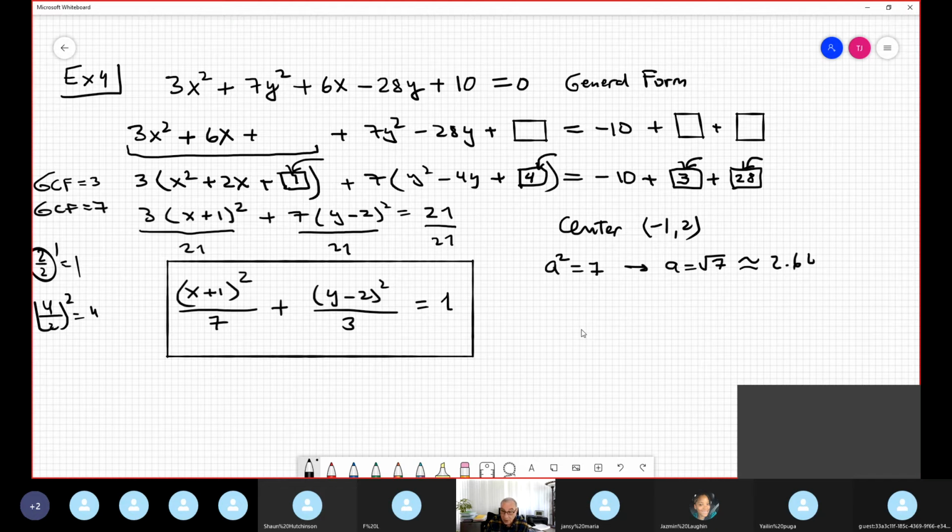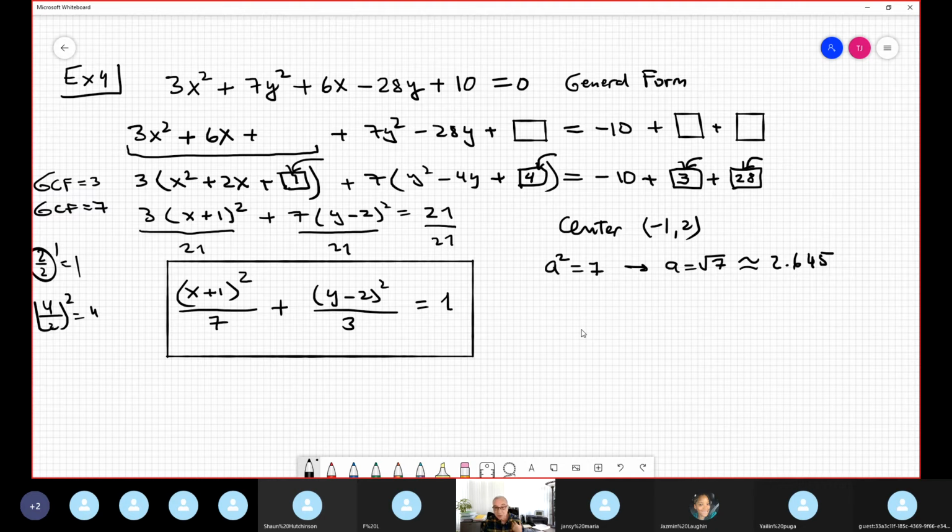Okay. b squared is 3. Therefore, b alone is radical 3. And radical 3 in decimal approximation is 1.732. Let me try to find c. Okay, c squared is equal to a squared minus b squared, which is 7 minus 3, okay, 4. Therefore, c is 2.